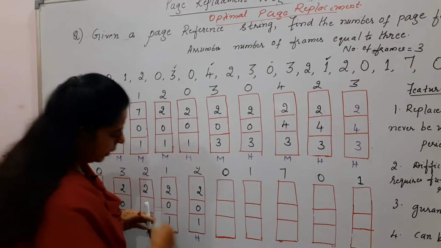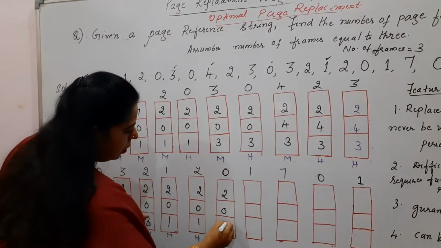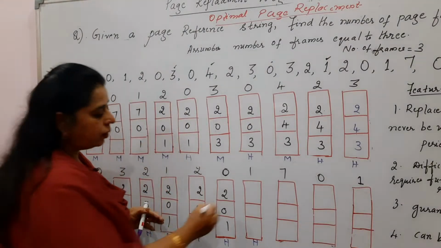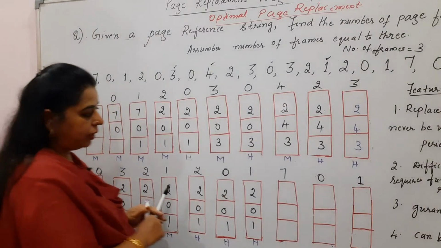0 is already there, it is a hit. So I will write it as it is, 2, 0, 1. 1 is already there, it is a hit. So it is 2, 0, 1. Next is 7. 7 means you are here now.